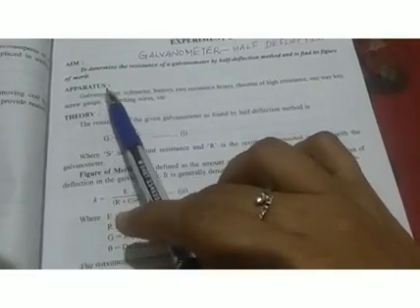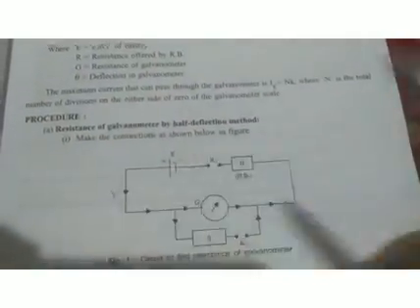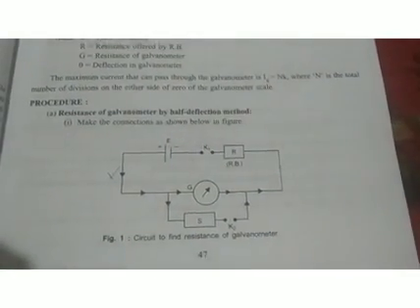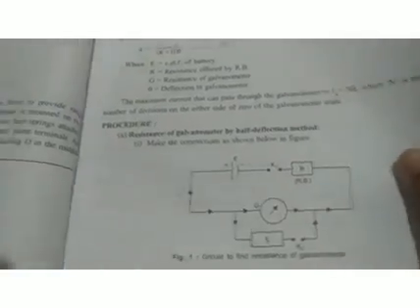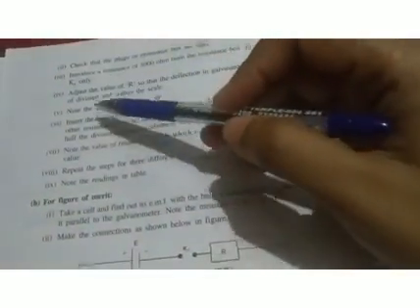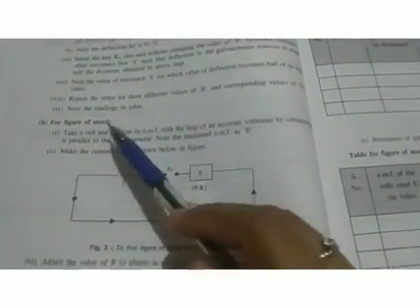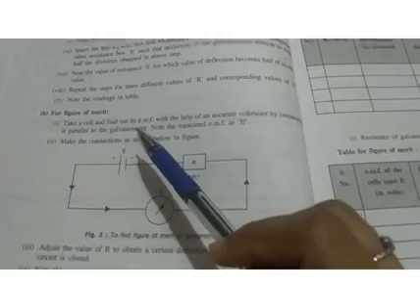Then write apparatus, write the theory, then write the procedure. So this is the circuit diagram, and this circuit diagram should be drawn on the left side of your fair record. Then you need to write all the points in the procedure part. Okay, all the points are required here. And also for figure of merit we are following a different procedure, so that procedure also should be included in your procedure part. Okay, you need to write all the points.